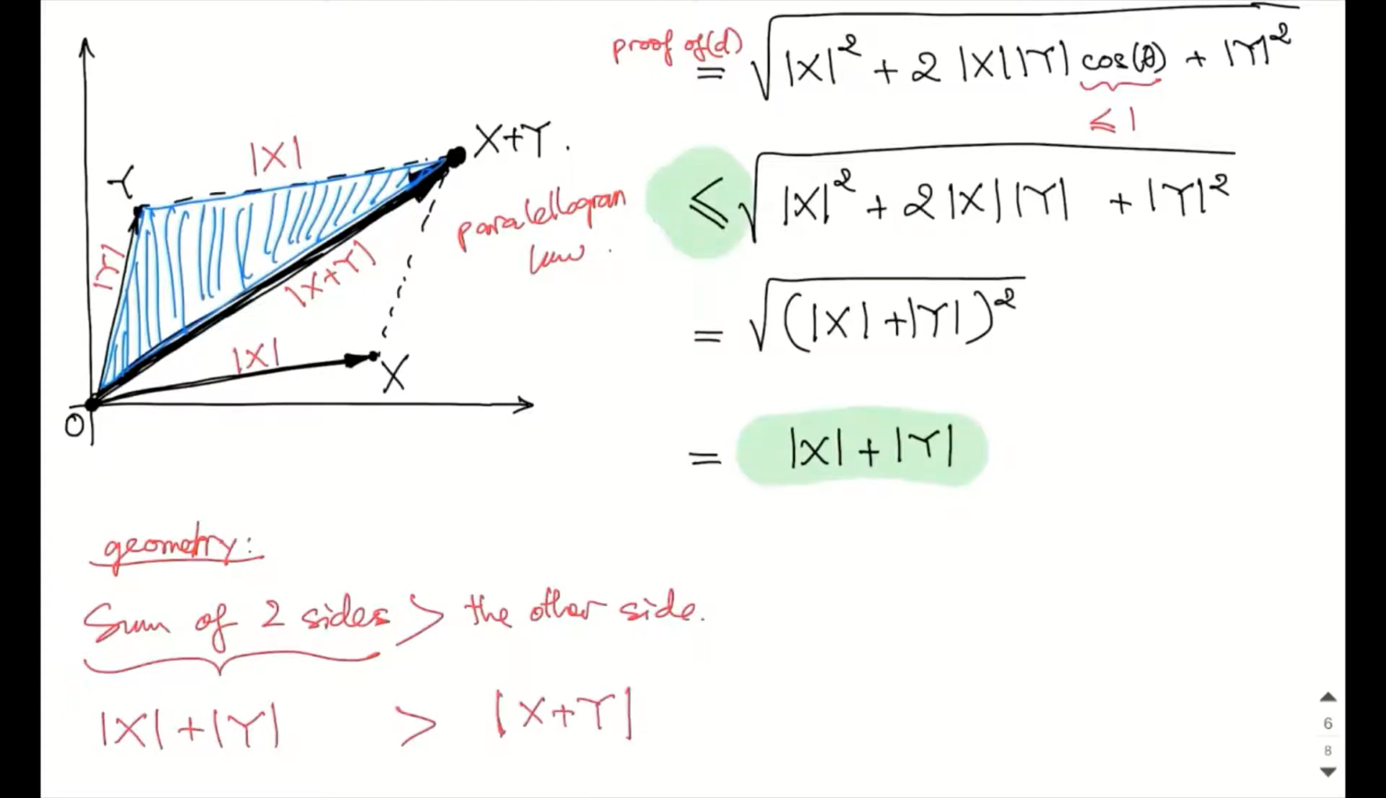Now, this theorem in geometry gives us the greater than, but we still can get equal. When do we have equality? The equality happens when the triangle turns out to be a flat one. That means vector x and vector y are pointing to the same direction, and they are on the same line.